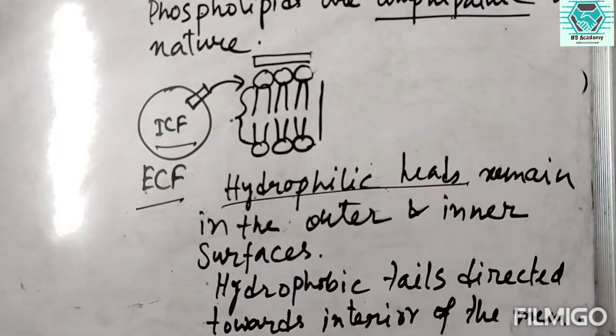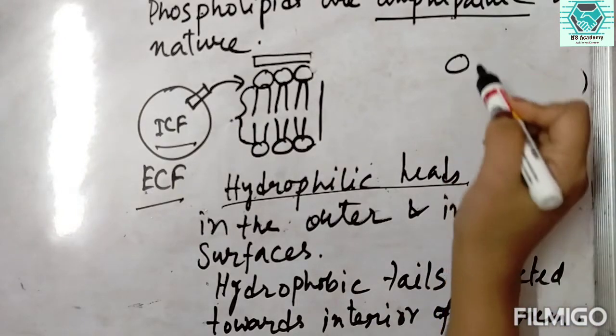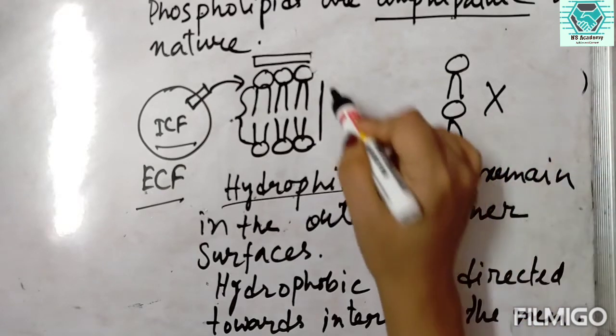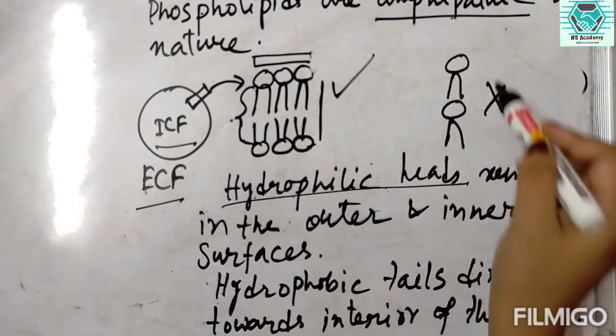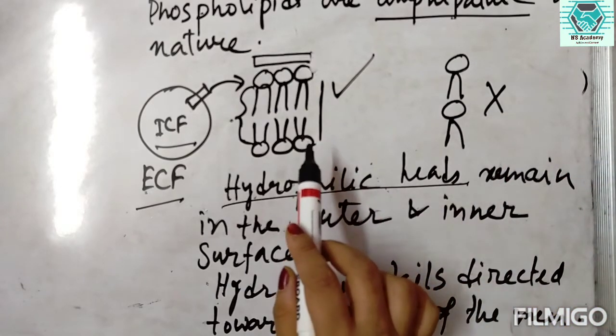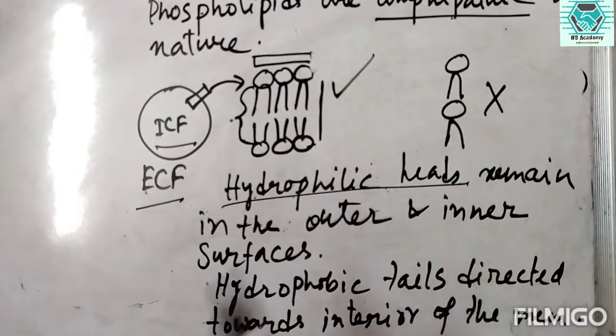So this is about the lipid molecules, the variety of lipid molecules which constitute the cell membrane. They have this kind of bilayer structure, but the arrangement should not be like this. This is the correct arrangement, where this arrangement is not correct. In this manner, the molecules are present in the cell membrane.